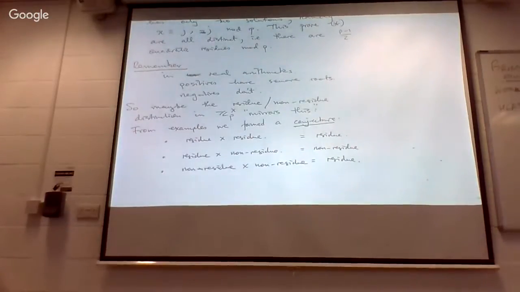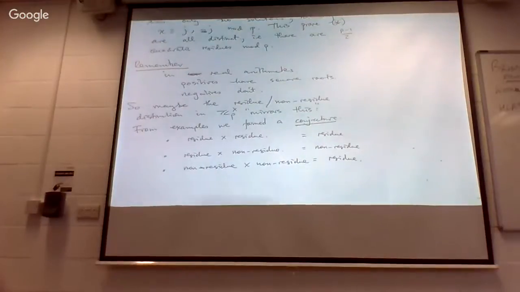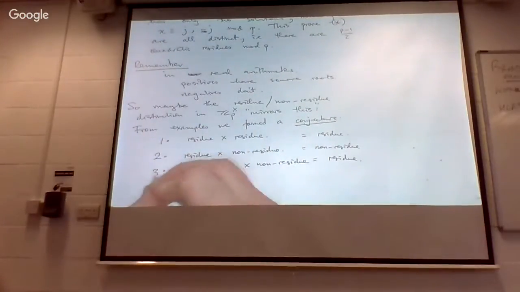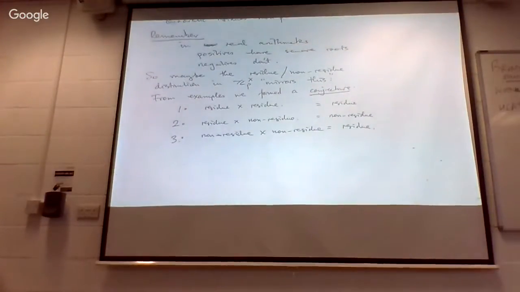We checked some examples for p equals 3, 5, 7, and 11, and we saw that it was true. We could have exhaustively checked all possible pairs, and we would have seen that it's true. Well, how might we prove it in general? So we need a proof of this.